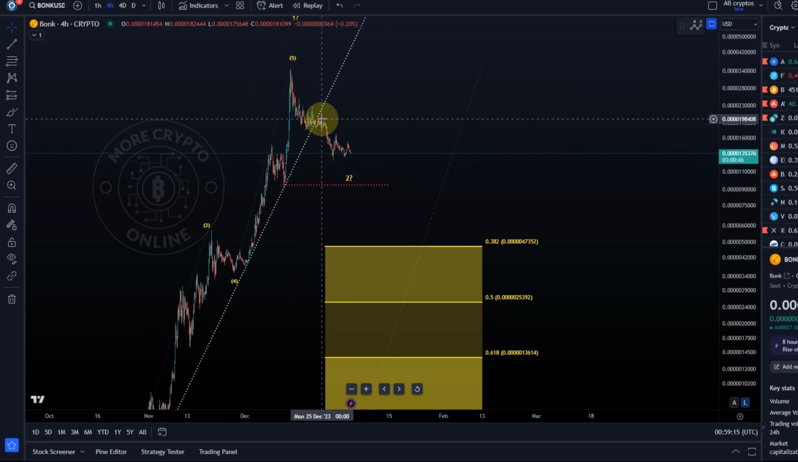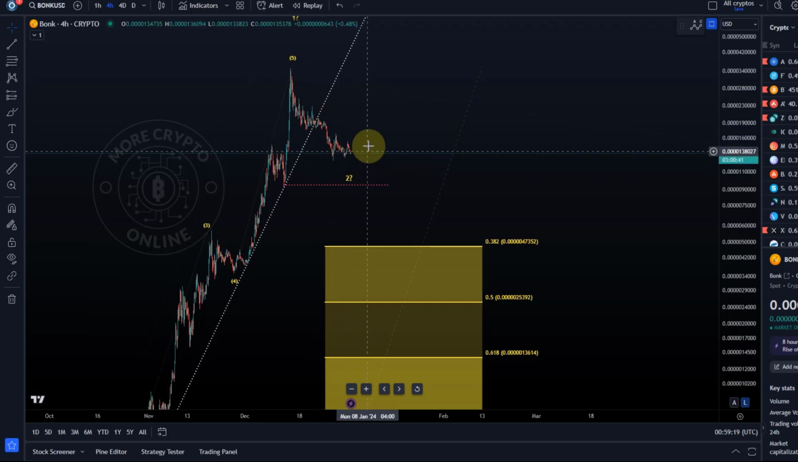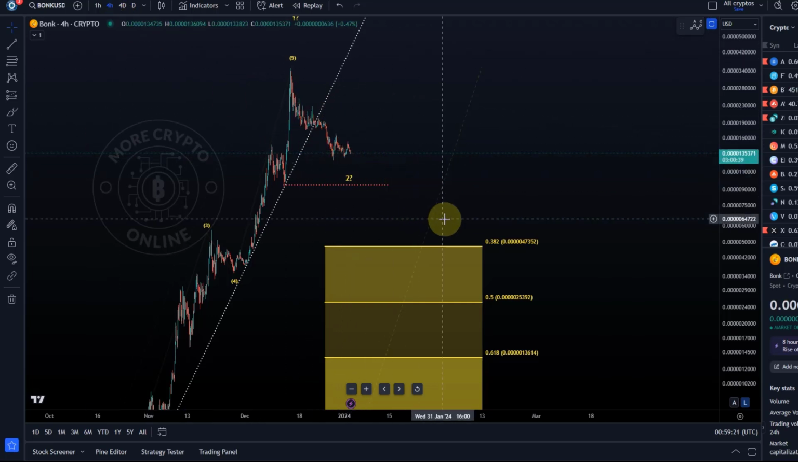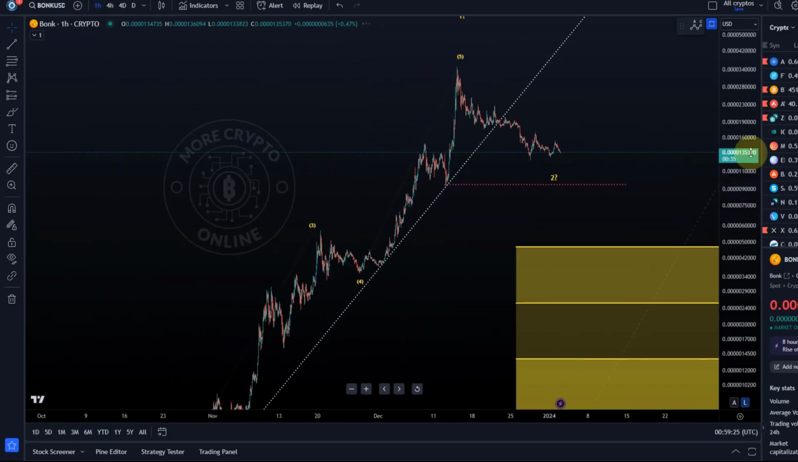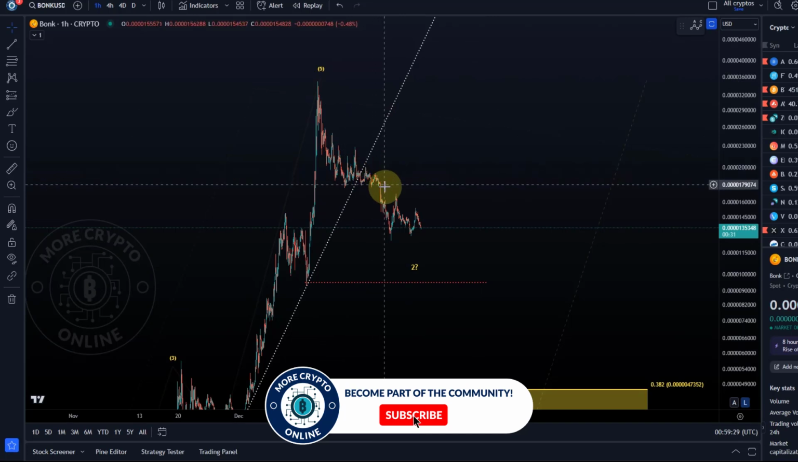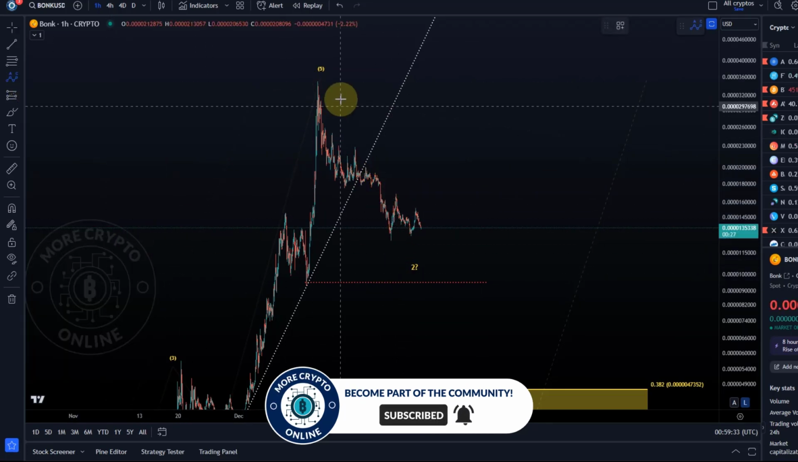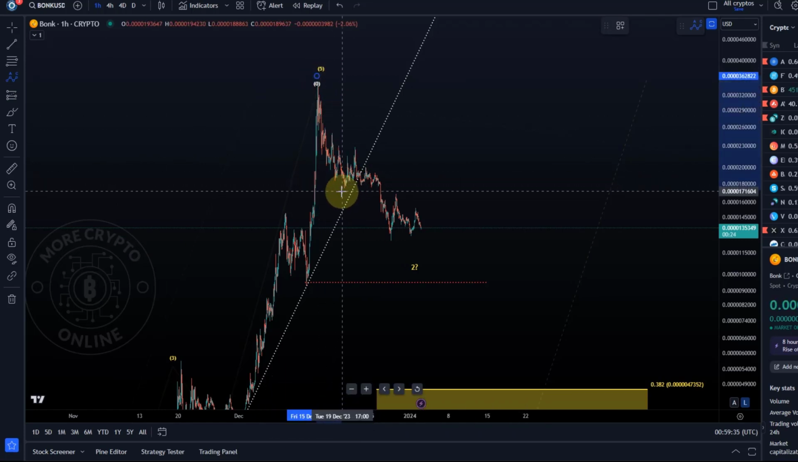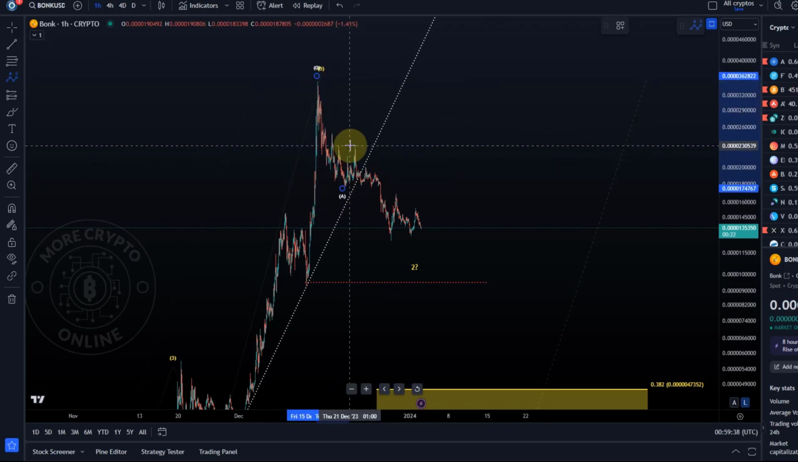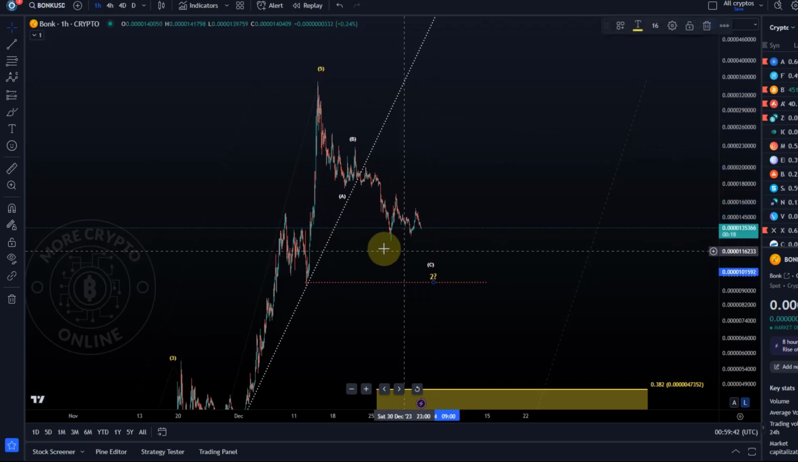I mean, this looks like a 3-wave move down at the moment, but honestly, it's difficult to say what exactly the microstructure is. It would just be, I don't want to say a guess, it would be an educated guess. The best I can do would be to call this an A wave, this would be a B wave, and then the C wave is basically unfolding.